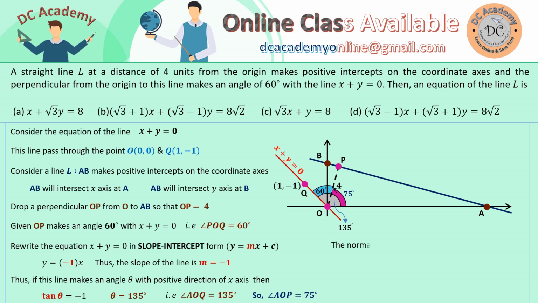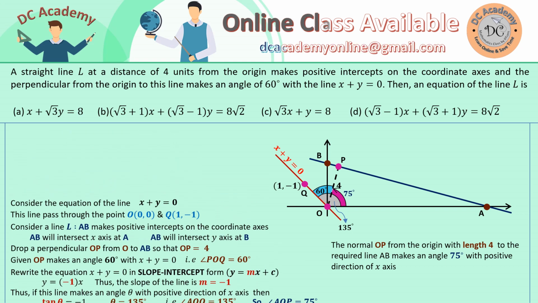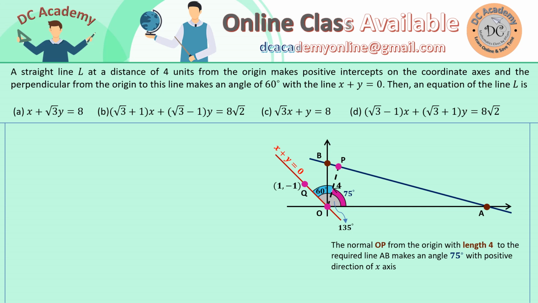So let's get that main observation. Here the normal OP makes an angle of 75 degrees with the positive direction of the x-axis and the length of OP is 4. So therefore we understand that to solve this particular problem we need to use the equation of the normal form. So let's go ahead now.